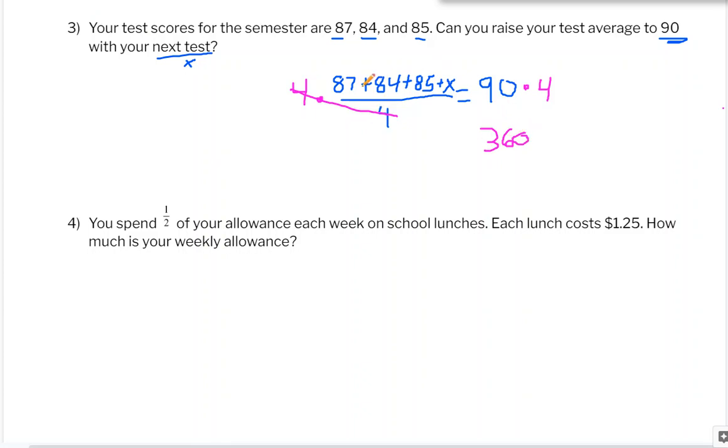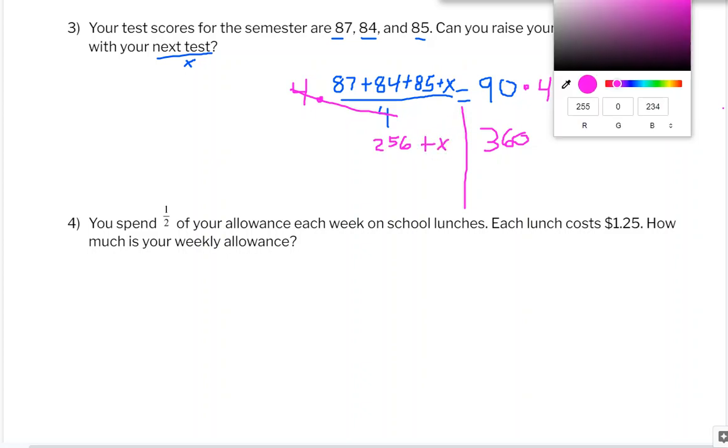Okay, so what's left over here? Well, I have a bunch of numbers and I have x. So basically I can combine my like terms, right, on this side of my equal sign. I can do 87 plus 84 plus 85. I can't do that in my head, so I'm going to type in my calculator. 87 plus 84 plus 85 gives me 256. So I have 256. And I still have this plus x, right? So I'm going to write that down, plus x.